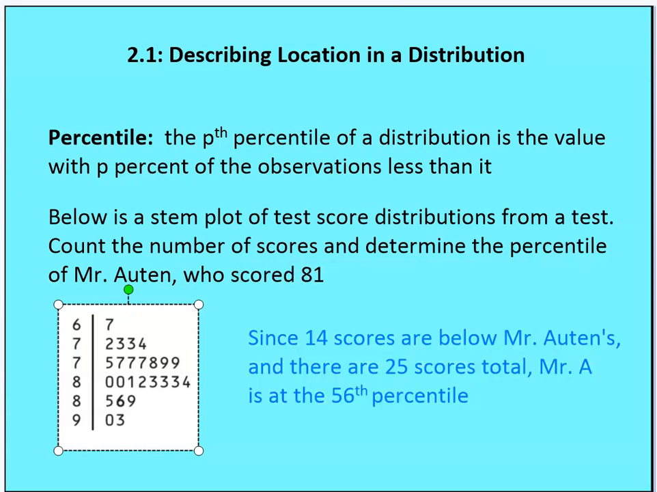So then we use that value 14 over 25 to compute the percentile for Mr. Otten, which means that Mr. Otten scores at the 56th percentile. All right, so take a total count, figure out where Mr. Otten's score is, take a count of the scores below, use that for the numerator, total scores is denominator, and then you have your percentile score, all right, or your percentile rank.